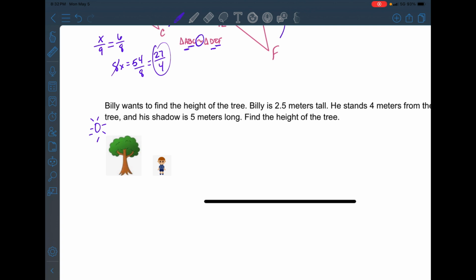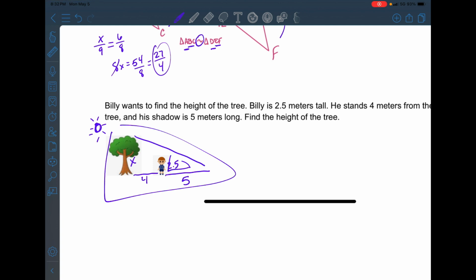So we don't know anything about the tree, so the tree is X meters tall. Billy is 2.5 meters tall, so I'm going to say Billy's 2.5 meters tall. He stands 4 meters from the tree, so this length right here is 4. And his shadow is 5 meters long. If the sun's on this side, the shadow is going to be on this side, and that is 5. And then we can make that triangle. We have our large triangle, and we have our small triangle.